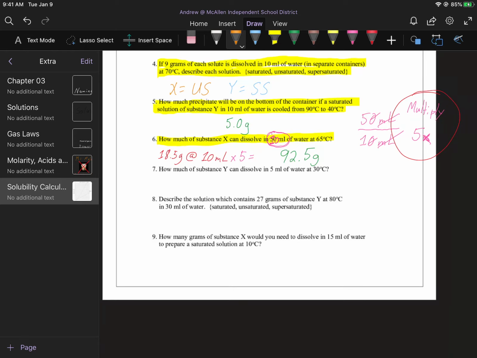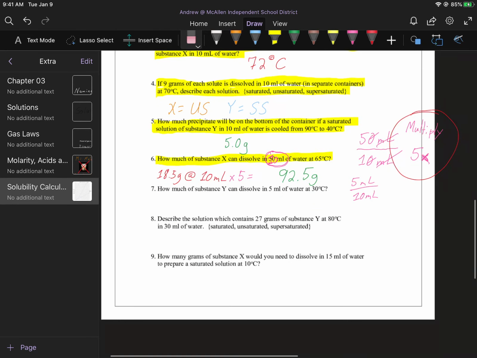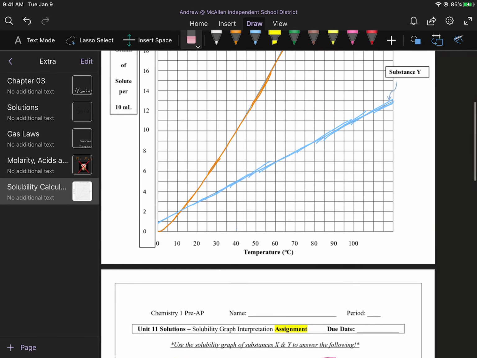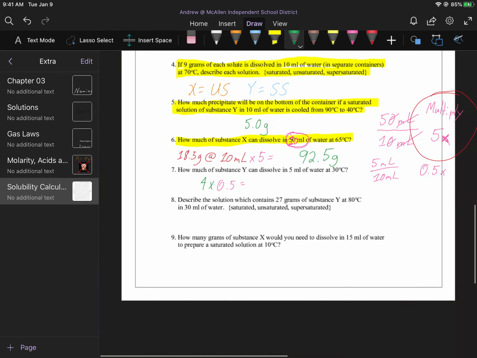Now I'm going to work through these final three a little bit faster. In this case, for number 7, we have 5 milliliters. So we're going to take 5 milliliters, divide by 10 milliliters. We're dividing by 10 because that's what our graph is in, 10 milliliters. Let's clean it up. There we go. So 30 degrees Celsius, substance Y holds 4 grams, but 5 divided by 10 is 0.5. So we're going to take 4 grams and multiply by 0.5, and that gives us a total of 2 grams.